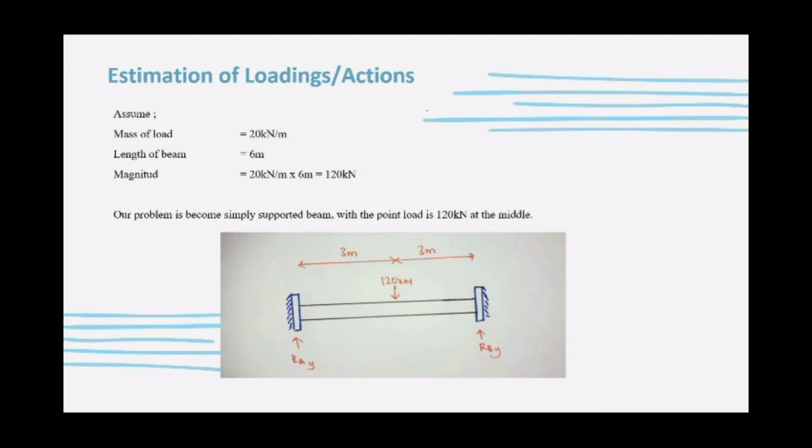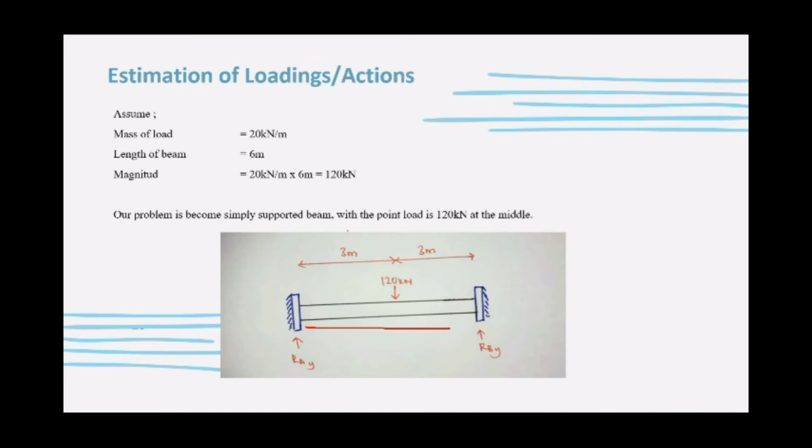As I mentioned, estimation of loadings or action. So I assume that my load for beam is 20 kilonewton per meter. So length of the beam is 6 meter length. So the magnitude, I guess, is 20 kilonewton per meter times by 6 meter is 120 kilonewton.